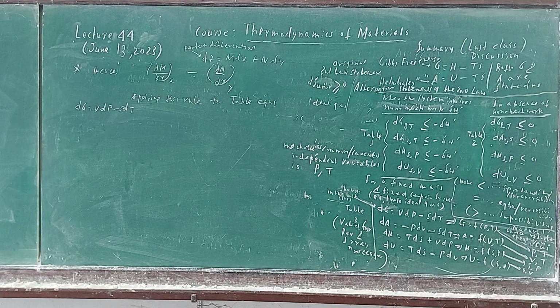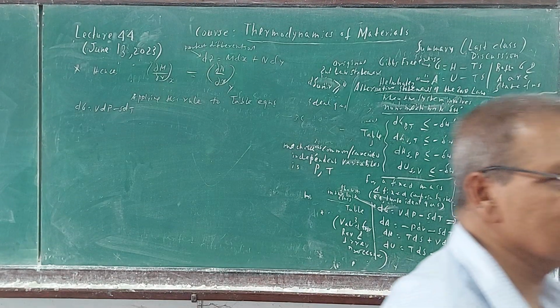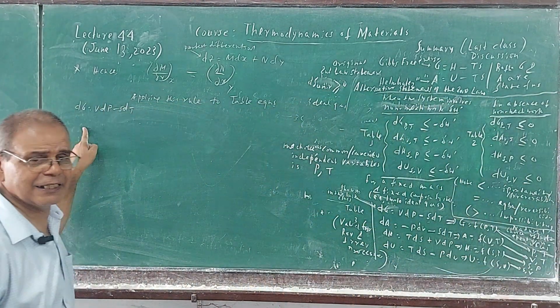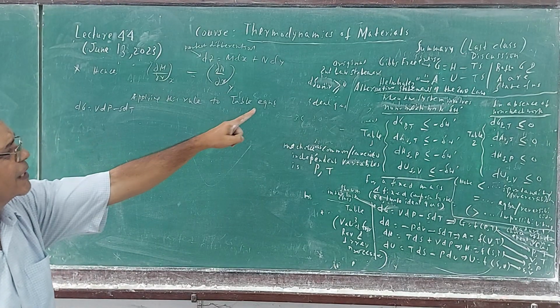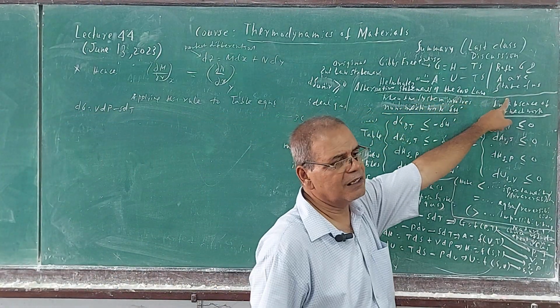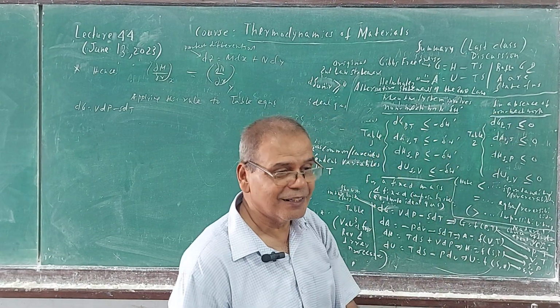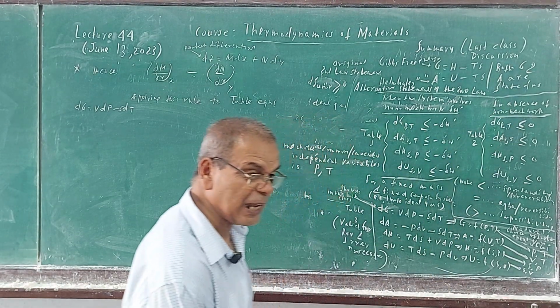dU is a perfect differential. What I said: all state functions are perfect differentials. dW is not, dQ is not, but dU is a perfect differential. Perfect is a mathematical term, state function is a thermodynamic term. Mathematics and thermodynamics are coupled. Is G a perfect differential? G is a state function. So just apply and make fun.